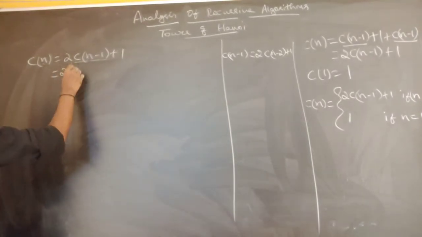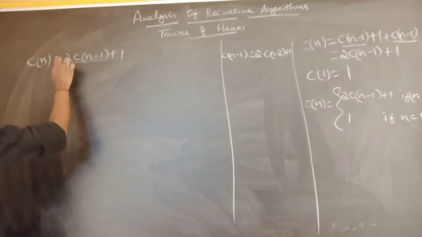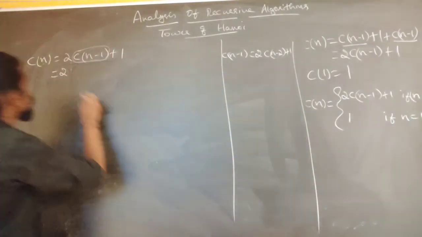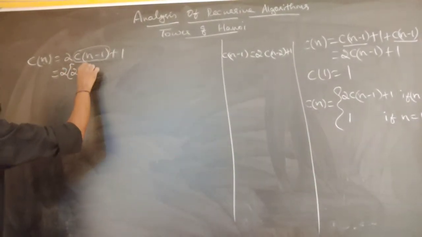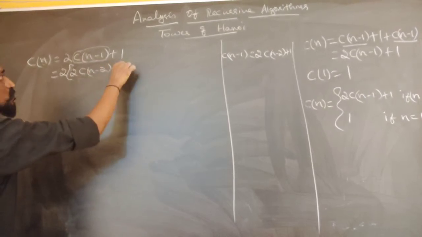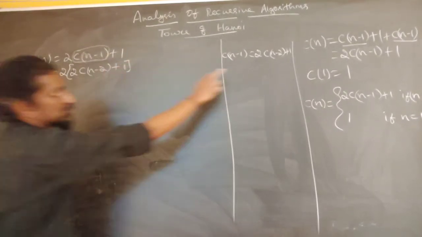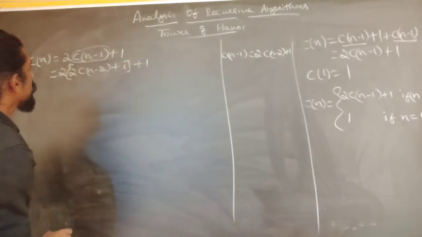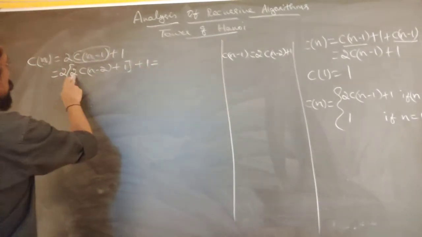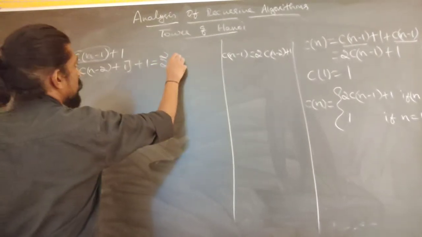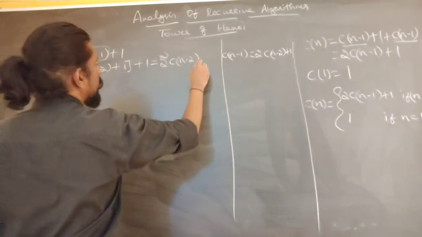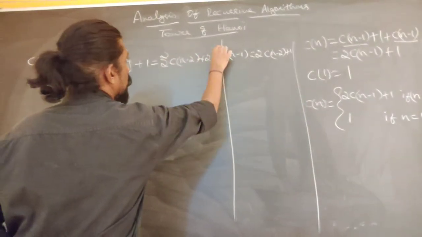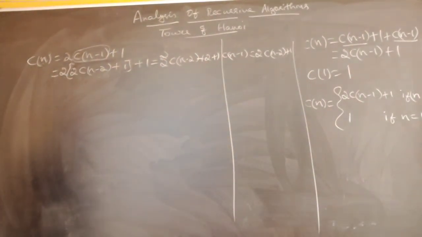That is equal to 2C. This 2 is the 2 which is present in this expression. For this C of n minus 1, this whole thing needs to be replaced. So that is 2C of n minus 2 plus 1. This plus 1 will come as it is. And now when you simplify this expression, 2 into 2, 2 squared C of n minus 2 plus 2 into 1, 2 plus 1. So this is what we get.